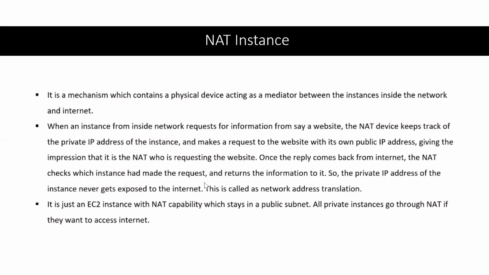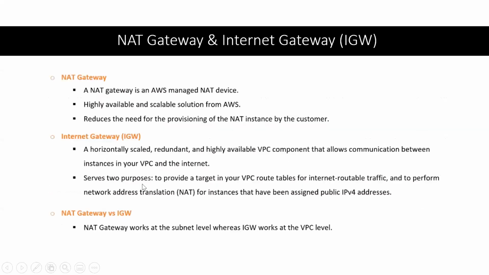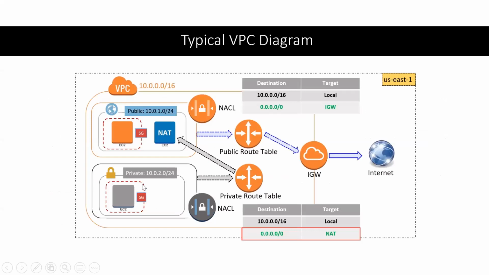When an instance makes a network request, let's say to a website, what does NAT do? NAT tracks the private IP address of the instance, and it makes the request with its own public IP address. Let's understand it with the diagram.